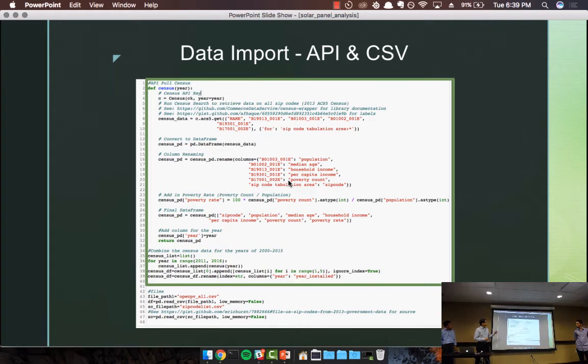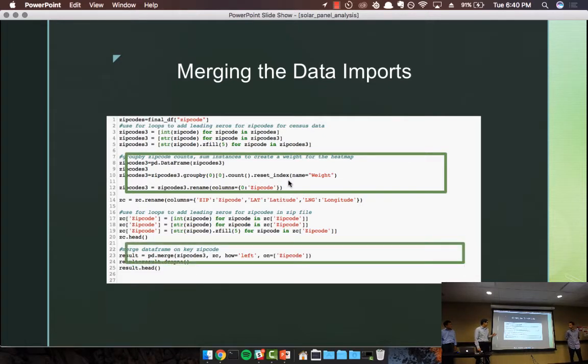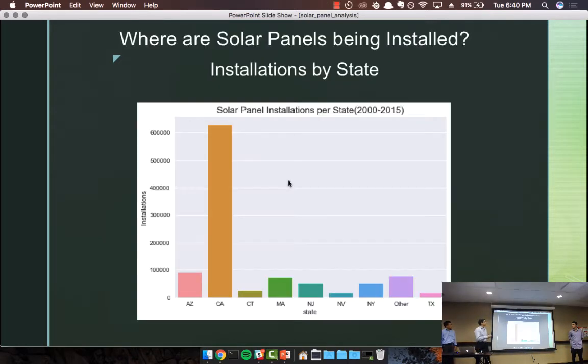We imported all that data, and we saved it to a data frame. We imported all of our NREL data, and then we used a group by zip code to count the instances. What this allowed us to do is create a weight for our heat map, which we'll show you shortly. And of course, we merged all that data based on the zip code. So what did we find?